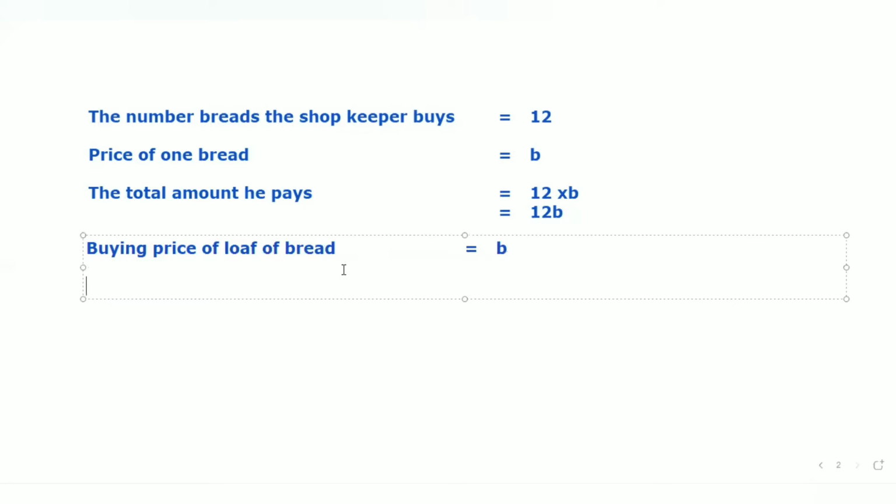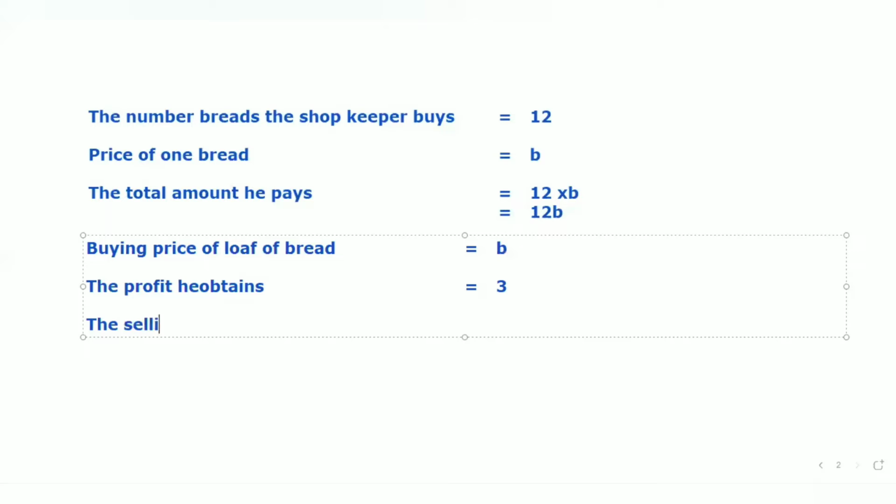So he is selling it. The profit he has, the profit he obtains. He gets a profit of 3 rupees, right? A 3 rupee profit. That means he buys at B rupees and gets a profit of 3 rupees. So the price he is selling the loaf of bread. Now let's see what the price is at which he sells the bread. So the selling price of a loaf of bread.